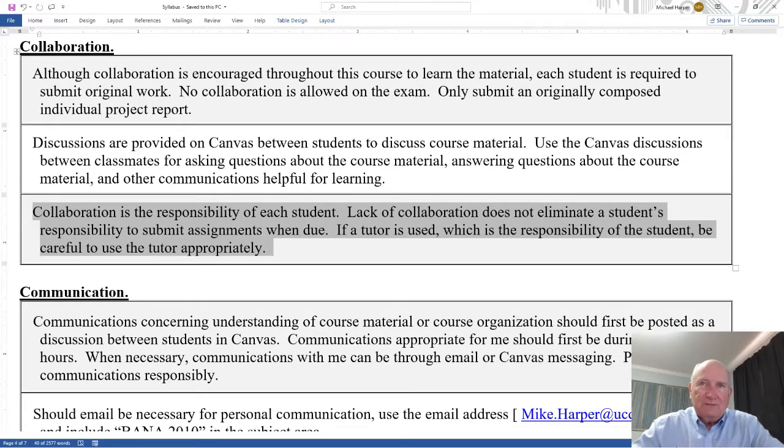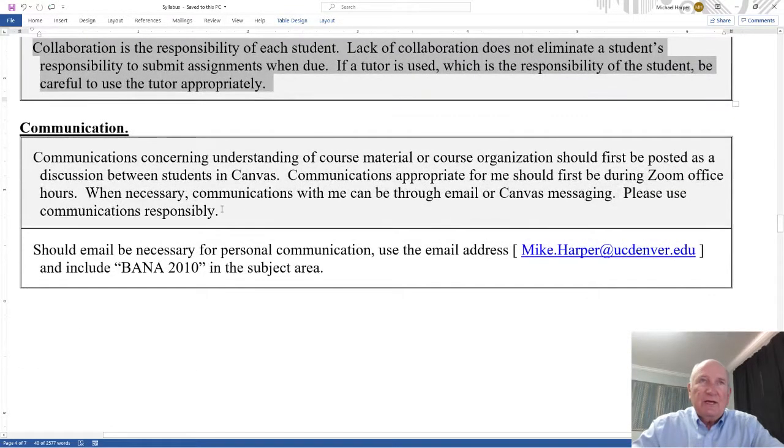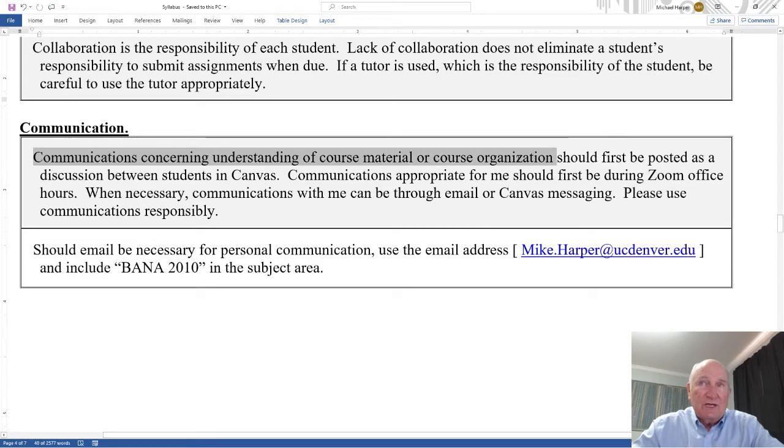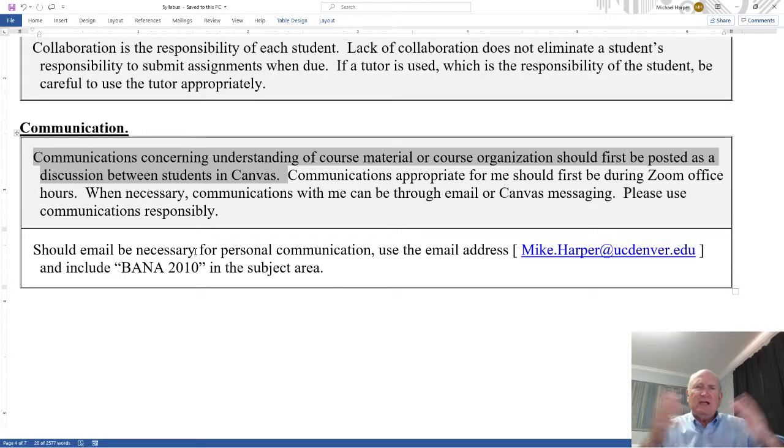Okay, communication. Again, communication concerning the understanding of the course material or the organization of the course should first be posted as a discussion between students in Canvas. Ask each other. Someone probably knows the answer. And so you just answer each other's questions. You could share whatever you want, okay?